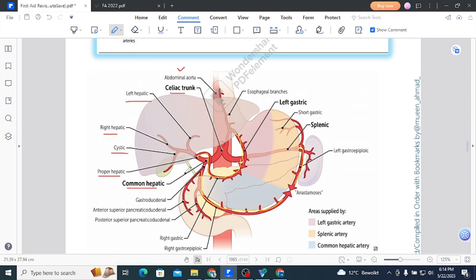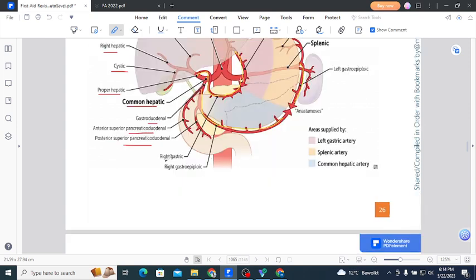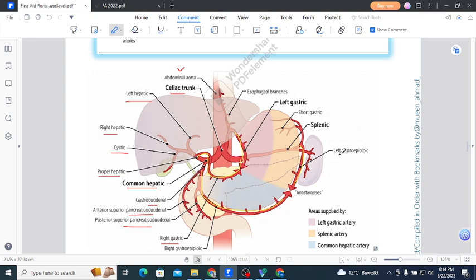Then the gastroduodenal artery, like this one, the anterior superior pancreaticoduodenal and posterior superior pancreaticoduodenal, we have talked about that. There is the right gastric artery, which is also coming as a branch of the proper hepatic artery. Then the right gastroepiploic artery. Then here we have the left gastroepiploic artery coming from the splenic artery. The splenic artery also gives rise to the short gastric arteries, which are going to supply the fundus of the stomach, maybe some part of the body as well. Then there is the left gastric artery and the esophageal branches like that.